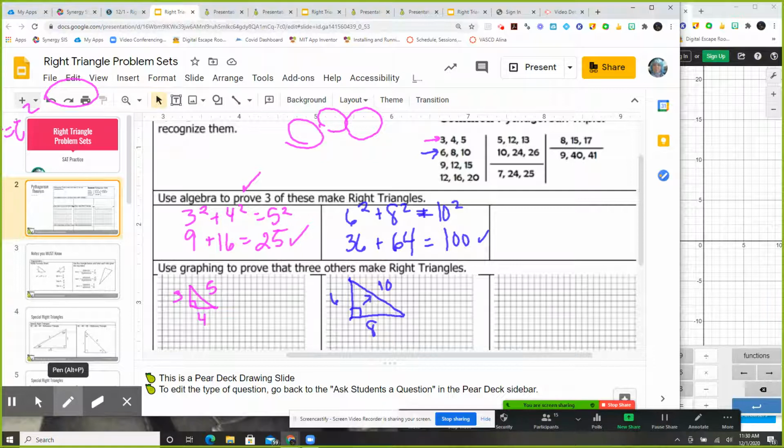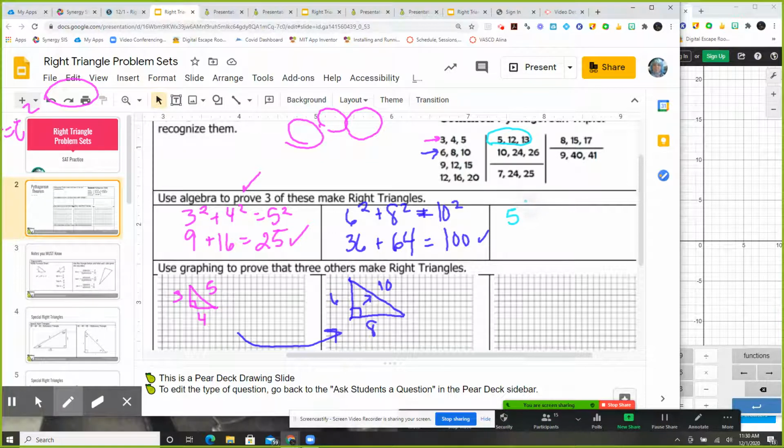Both of those are in the same family. That's why we can use a scale factor. 2 times 3 is 6, 2 times 5 is 10, 2 times 4 is 8. The pink one is just half the size of the blue one, or the blue one is twice as big as the pink one. If we come over here, let's use 5, 12, 13 instead.